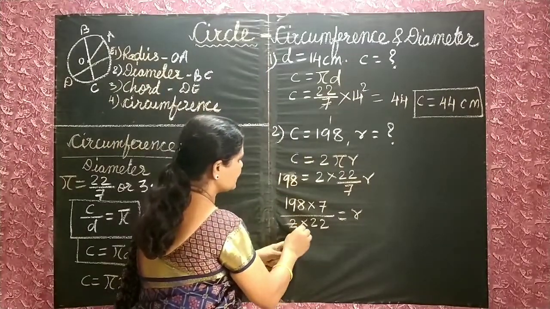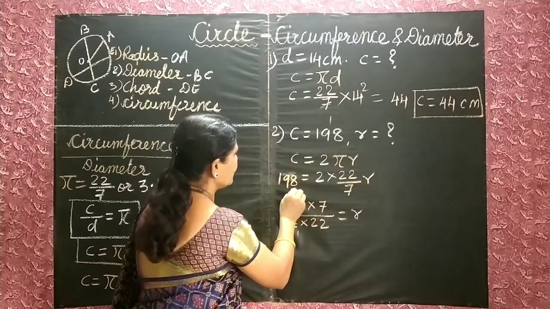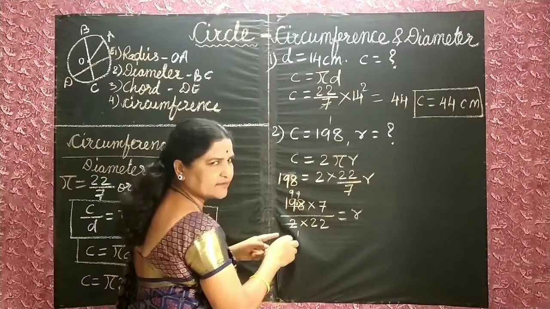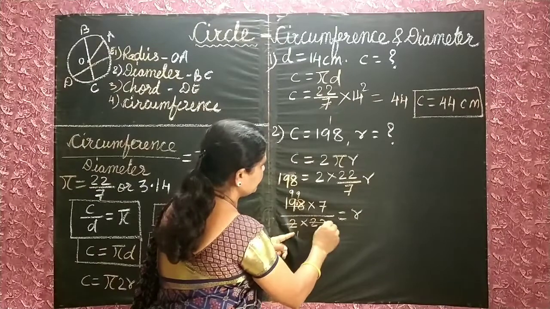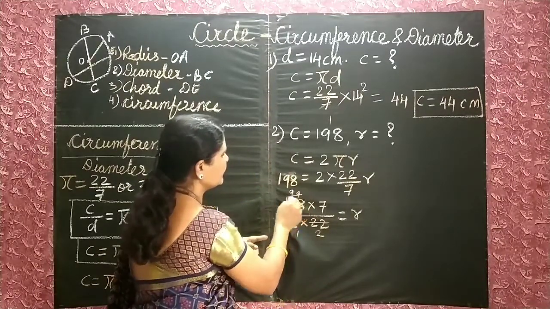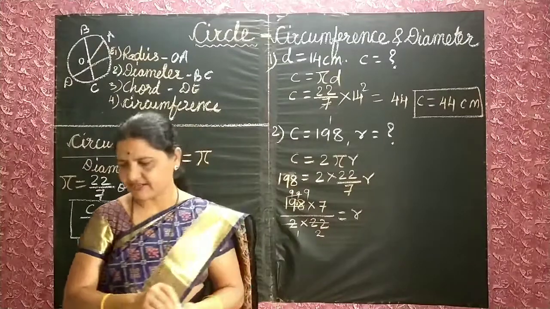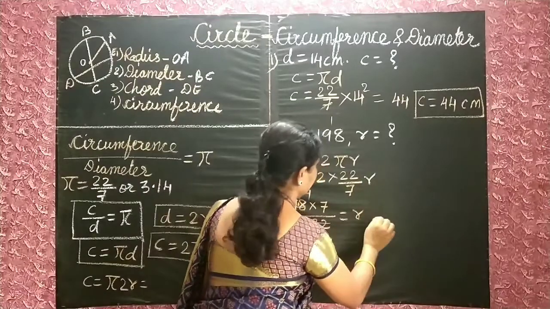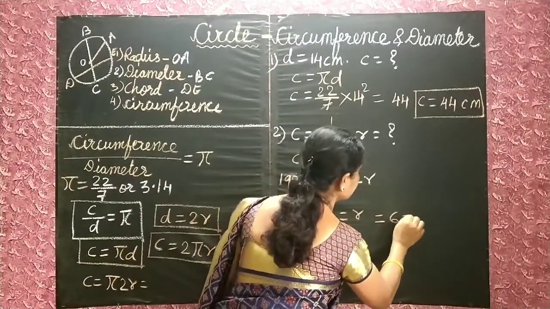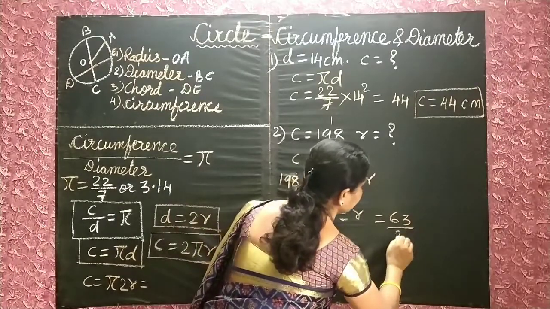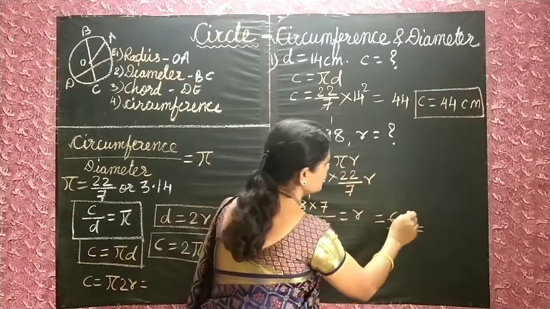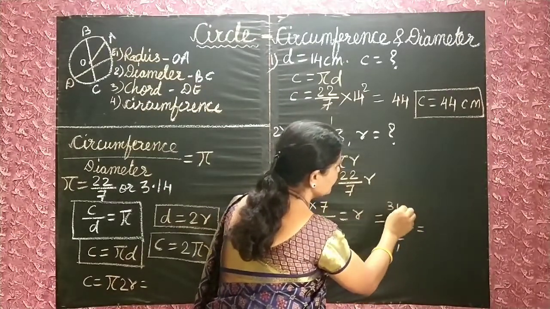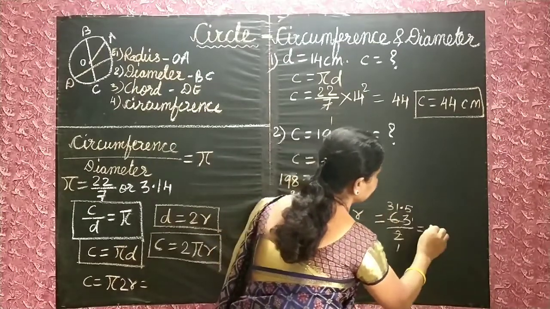Now 2 ones are 2. Here 2 nines are 18, 1 carry. Again 2 nines are 18. Then 11 twos are 22, 11 nines are 99. Now here 9 sevens are 63 upon 2. So 2 ones are 2, 2 threes are 6, then 2 ones are 2. Again 1 remains, so put a point. 2 fives are 10.